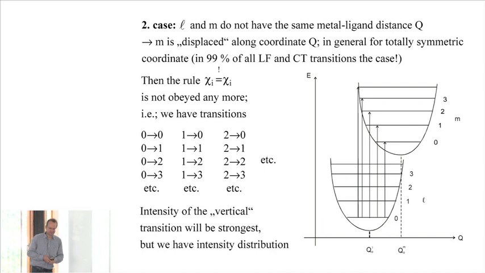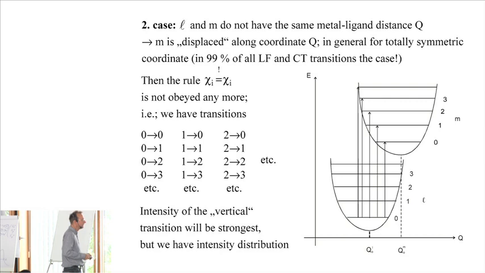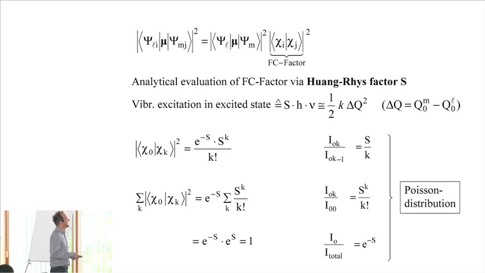Of course, the excited state is displaced in this coordinate, for example, a totally symmetric coordinate. And the most intense transition is the transition which goes from the ground state here to the vertical transition, which just goes from the center of the ground state to this excited state. The intensity of the vertical transition will be strongest, but all others have intensity.